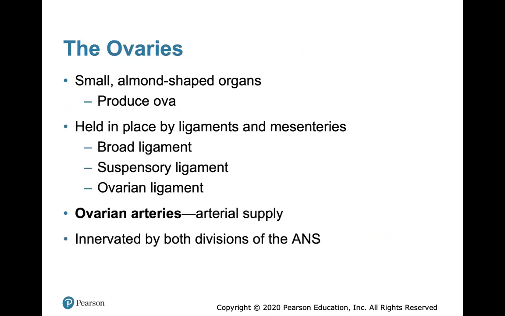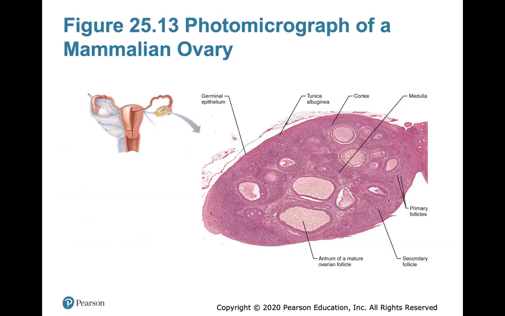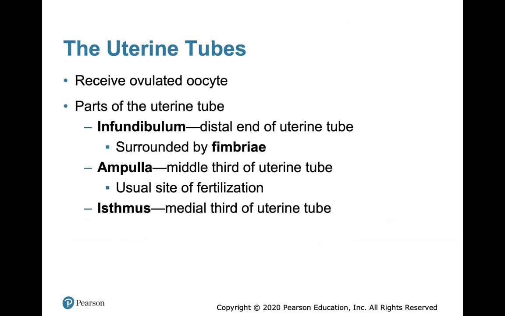So the ovaries, first of all, are small oval-shaped organs that produce the ova or the eggs. They're held in place by ligaments and mesenteries. There's ovarian arteries that supply the ovaries. We have the internal structure of the ovaries, which is shown here. The uterine tubes then receive the ovulated oocyte.